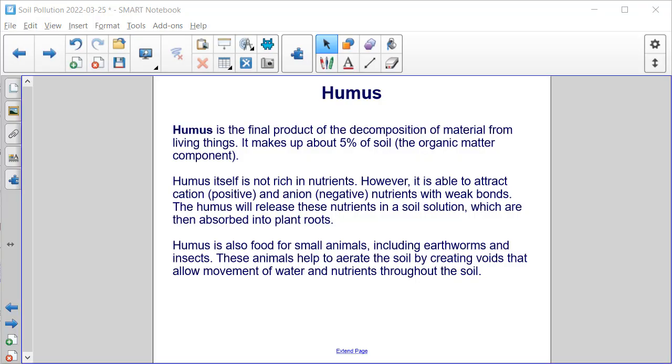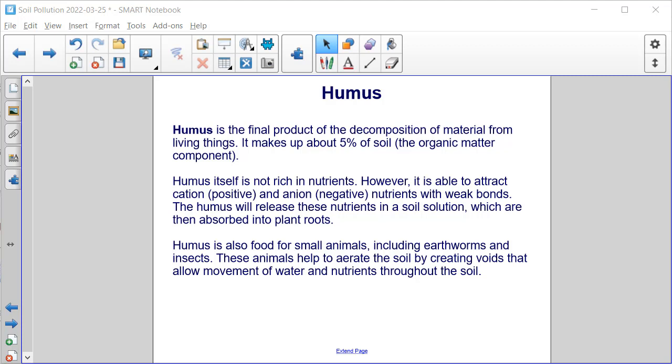Let's dig a little more deeply into what is in this humus. Humus is the final product of the decomposition of material from living things. It makes up about 5% of soil. If you go back to the pie chart from the beginning of this section, that's the organic matter component. Humus itself is not rich in nutrients. However, it is able to attract cation (positive) and anion (negative) nutrients with weak bonds. The humus will release these nutrients into a soil solution, which are then absorbed into plant roots.